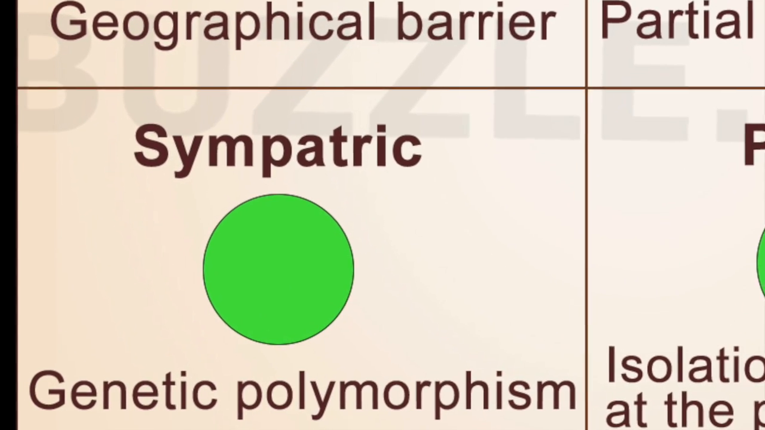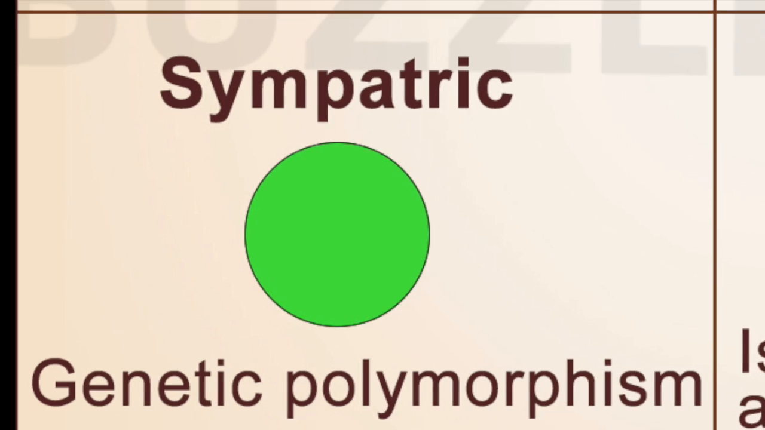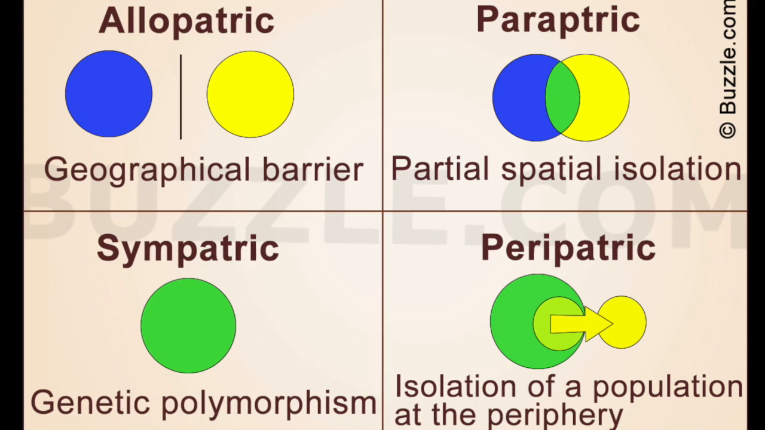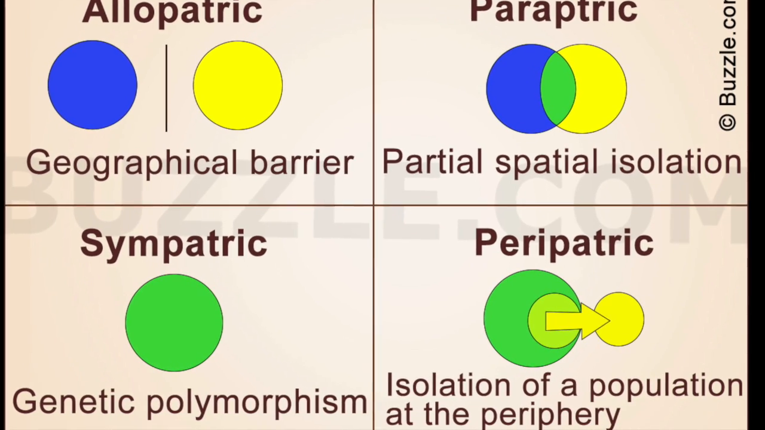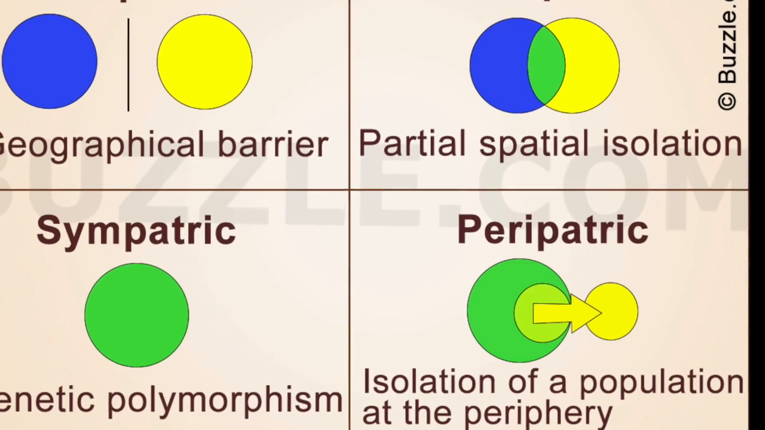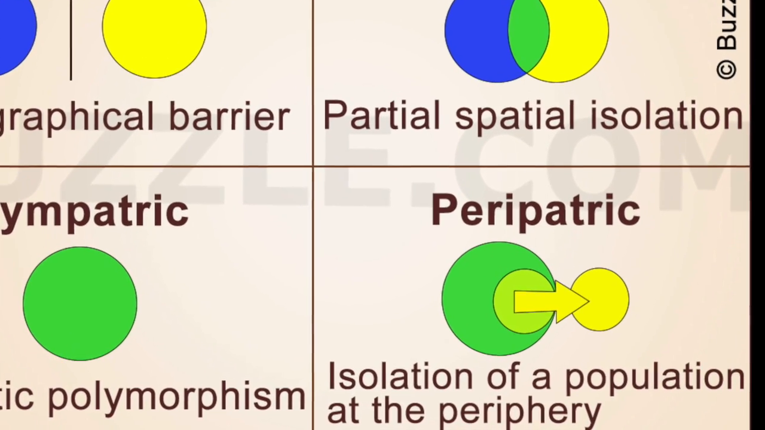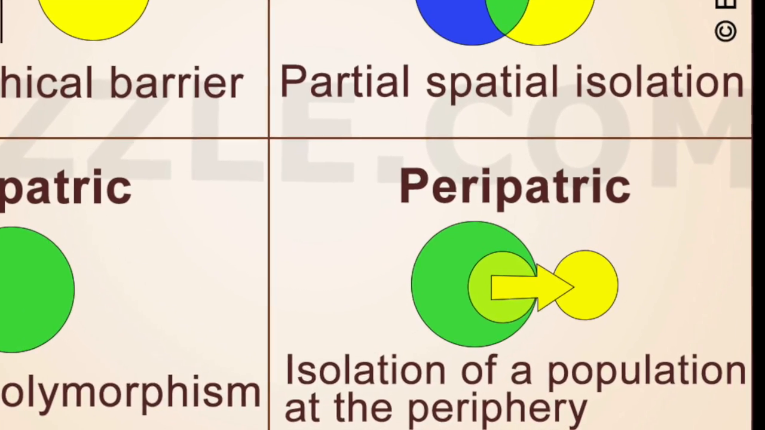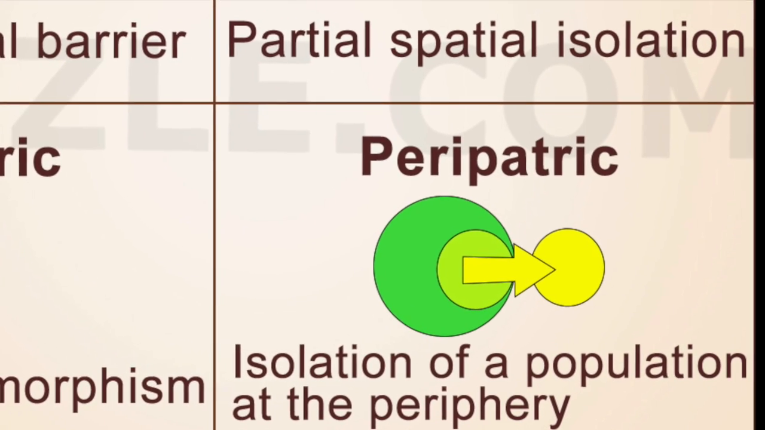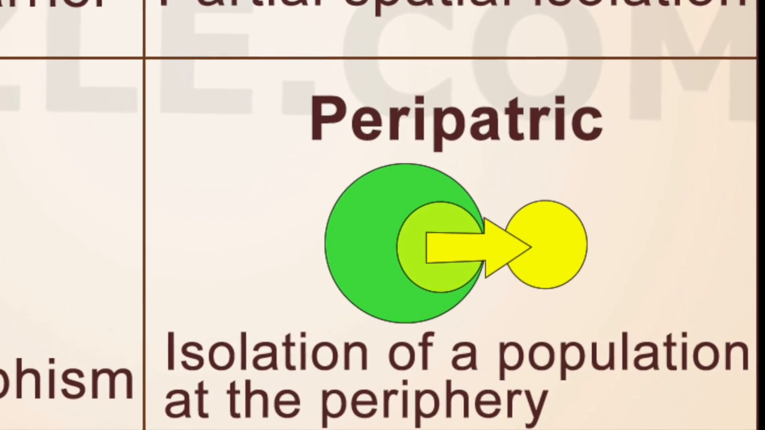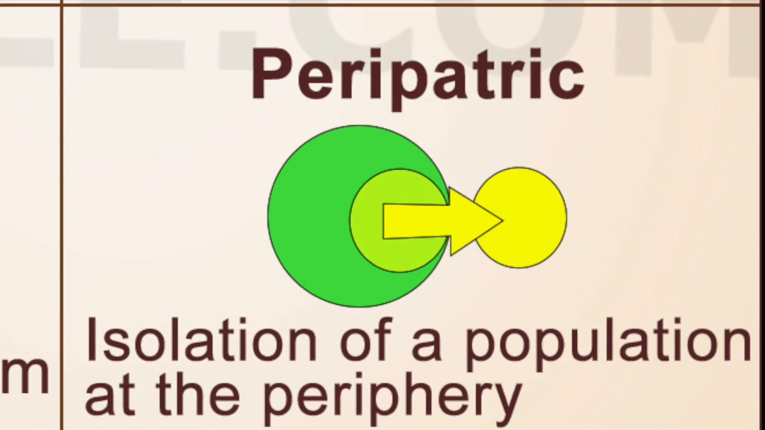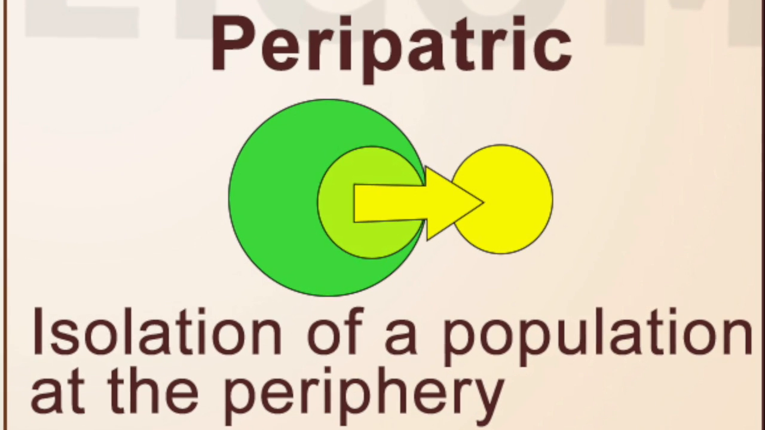This is most commonly seen in plants with polyploidy and genetic polymorphism. Peripatric speciation is similar to allopatric speciation. It occurs when part of a species migrates to a certain geographic location that is different from the original. The group that moved then develops certain characteristics that distinguish it from previous species.